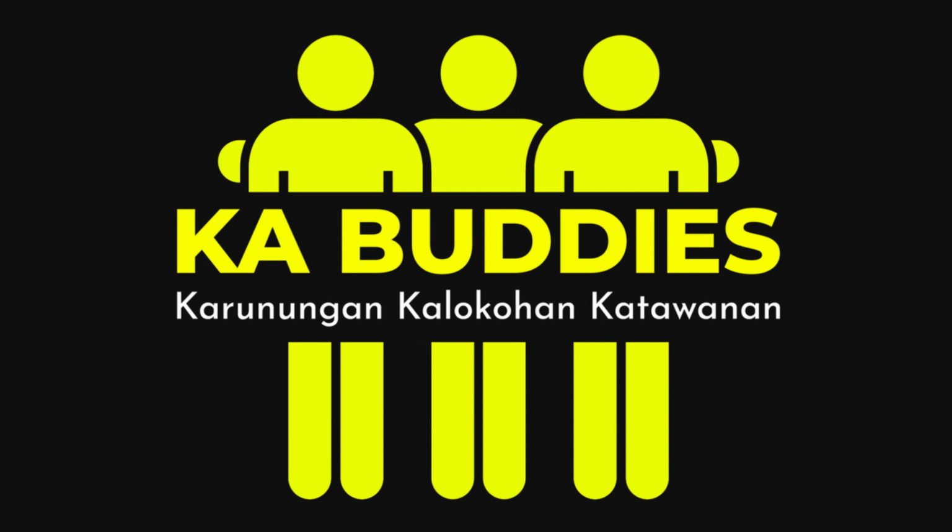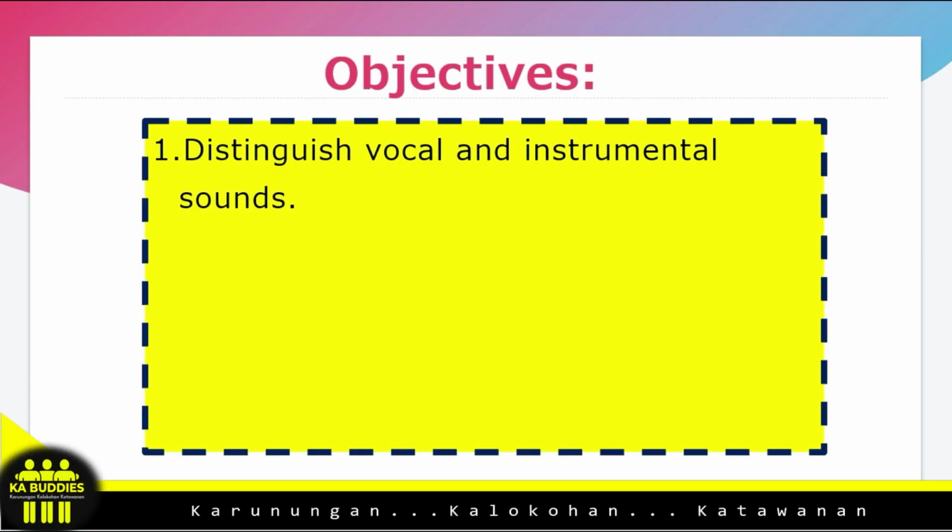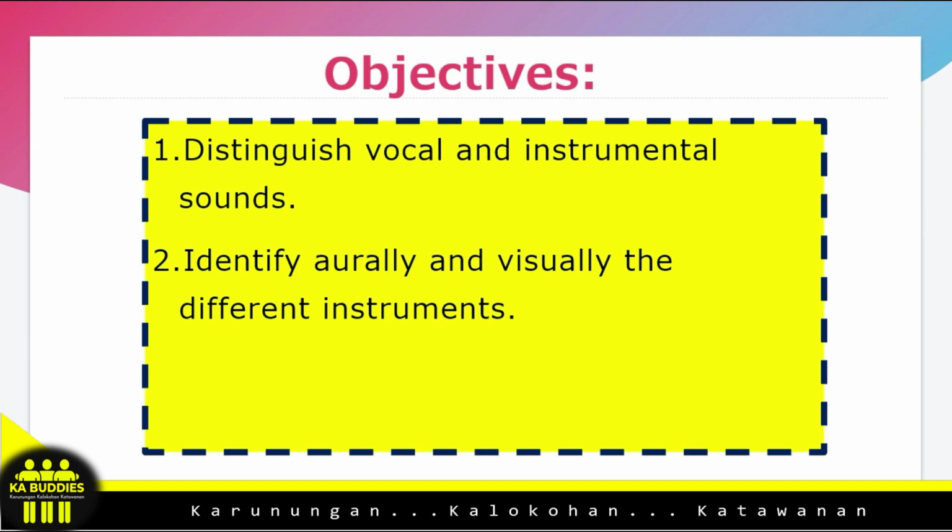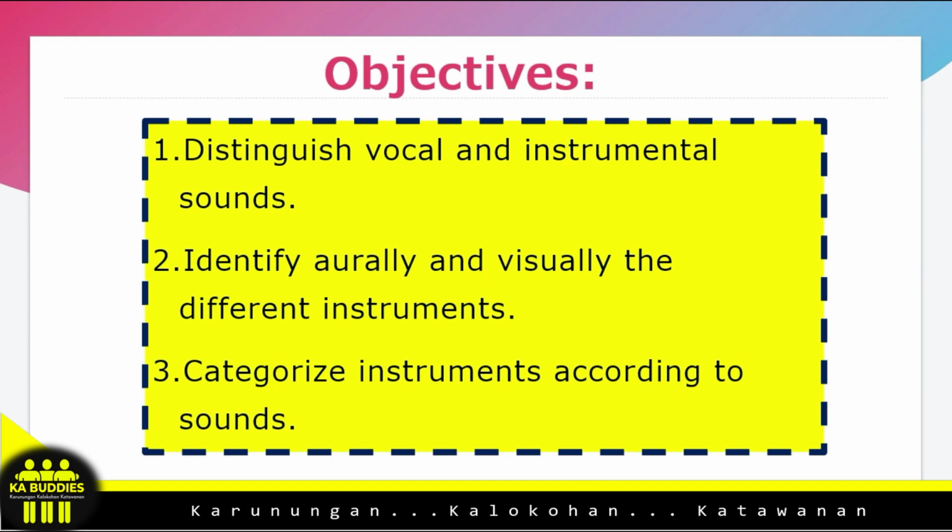So today, we are going to learn about variations of sound. But before that, let us first go over our lesson's objectives. Our first objective is that you have to distinguish vocal and instrumental sounds. Second, identify orally and visually the different instruments. And then last, categorize instruments according to the sounds.